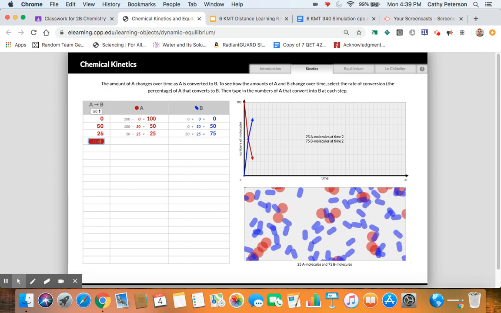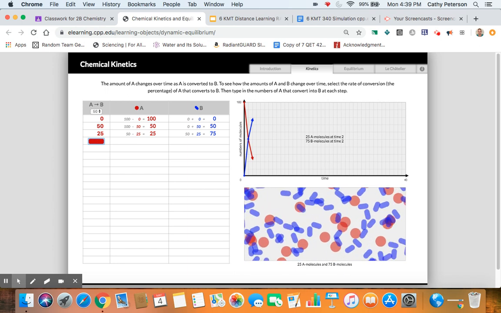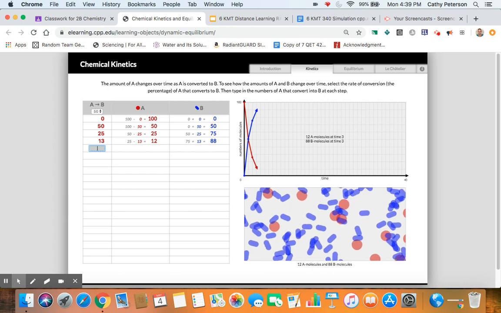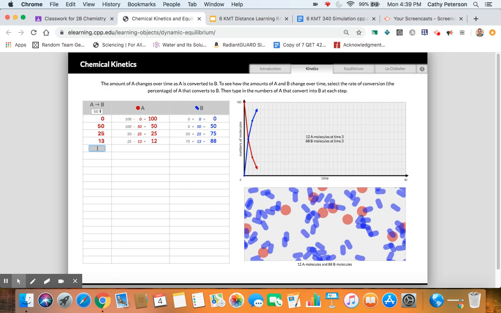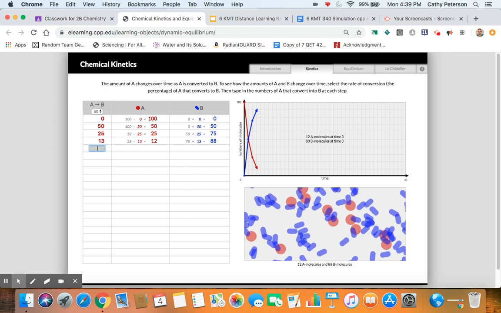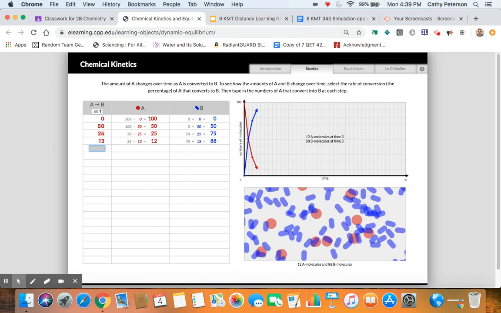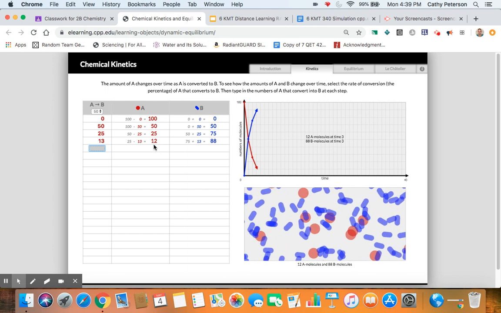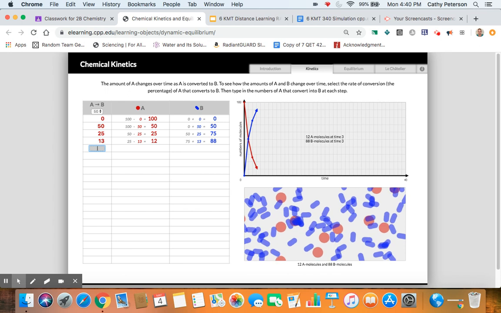When I go to enter 12.5 in this simulation, it will not let me enter it. It only enters whole numbers. You can try the whole number just above or just below. So if it was 12.5, I might try 12 or I might try 13. One works, one doesn't. Just do a little trial and error. So now I have 12 molecules left, and the rest have changed to molecules B.